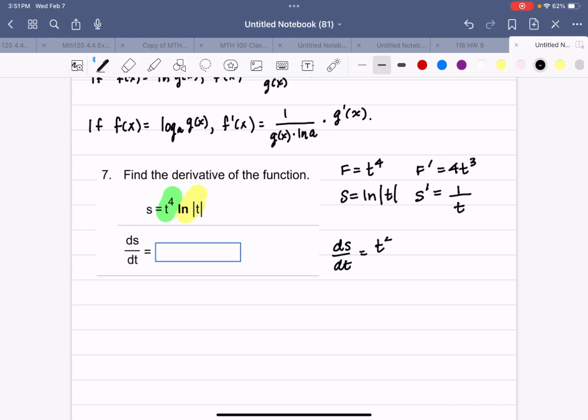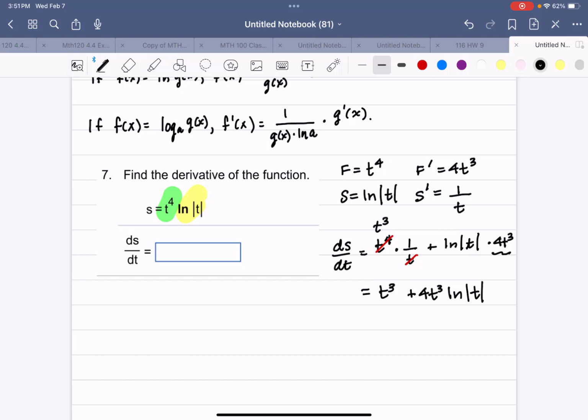t to the 4th, derivative of the second, 1 over t, plus the second, natural log of the absolute value of t, times the derivative of the first, 4t cubed. So I can reduce a little bit. T into t to the 4th is going to leave me with a t to the 3rd. And I'm going to move this 4t to the 3rd to the front, 4t to the 3rd times the natural log of the absolute value of t.